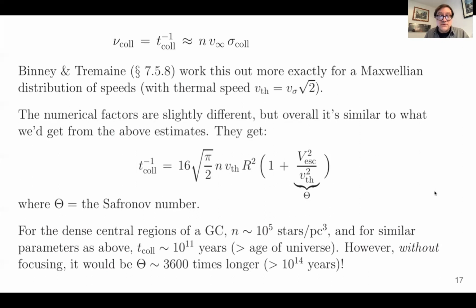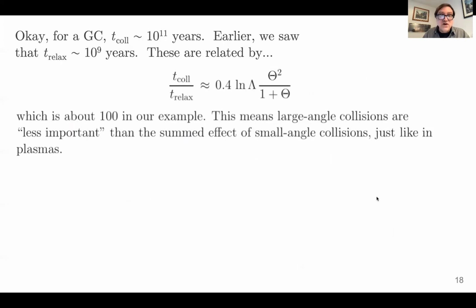We can also close the book on looking at, say, globular clusters, for which we know their number densities and their other parameters, and we can work out that the collision rate is actually kind of long. It's longer than the age of the universe. The rate would be lower still if we didn't have this gravitational focusing term. But yeah, it's still relatively long.